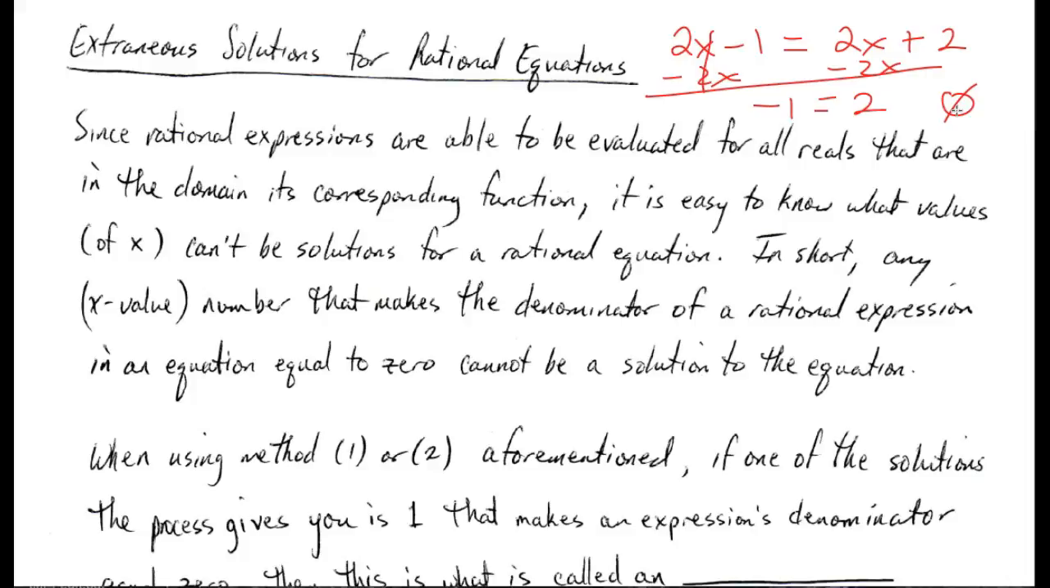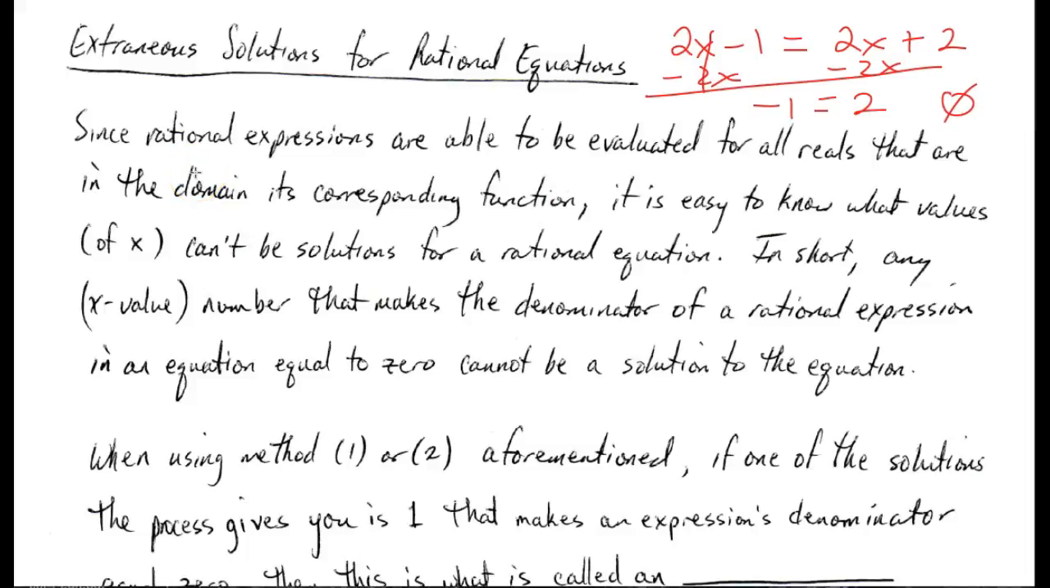And this is essentially what we do whenever we find the domain of a rational function, a rational expression. So if we know what values of x we can't plug into those expressions, then we also know what answers we can't have for a solution to a rational equation, okay? And so that's pretty much what we're going to talk about next here.